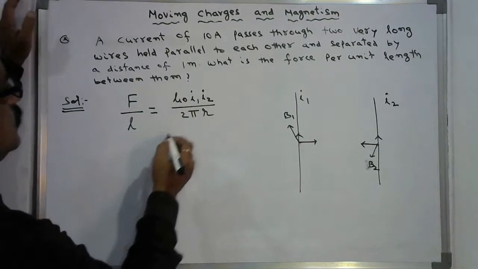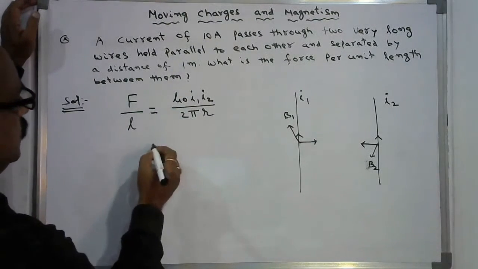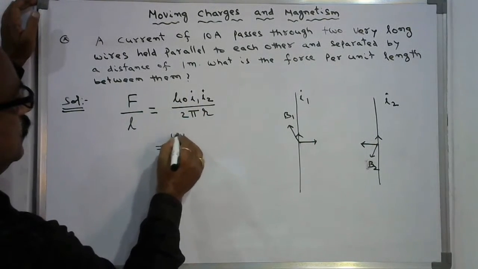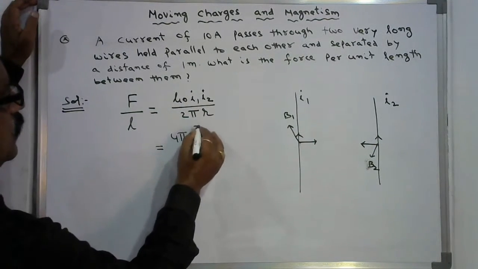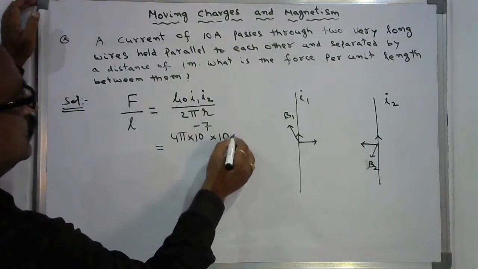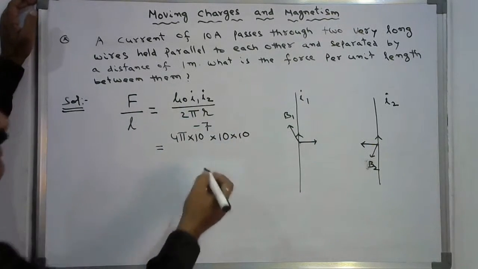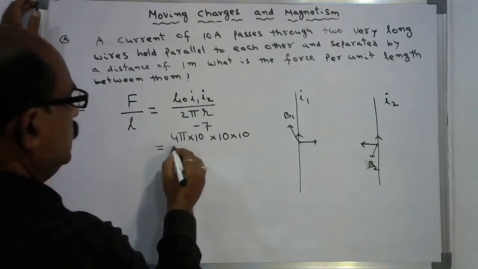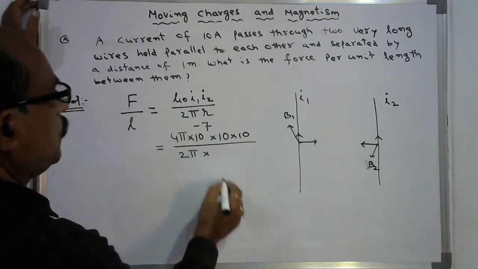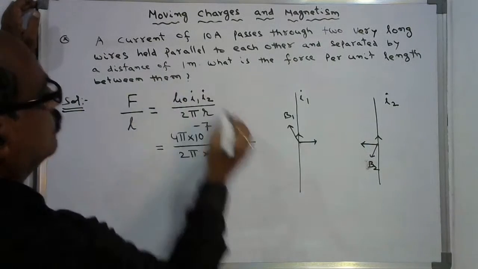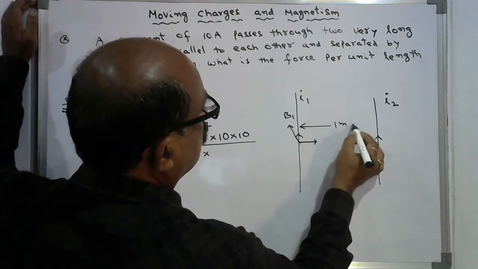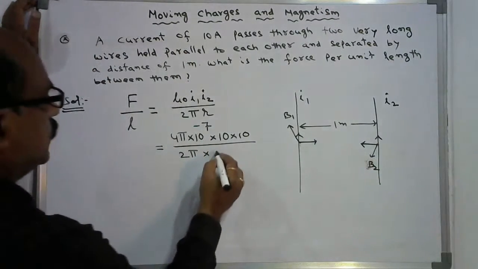So I1 and I2 are given as 10 amperes. I write here mu naught as 4 pi into 10 power of minus 7, into I1 and I2, 10 amperes into 10 amperes, so identical current, by 2 pi into R. R is given as a distance of 1 meter. The distance between these two conductors is 1 meter. That is R, so I write here 1.